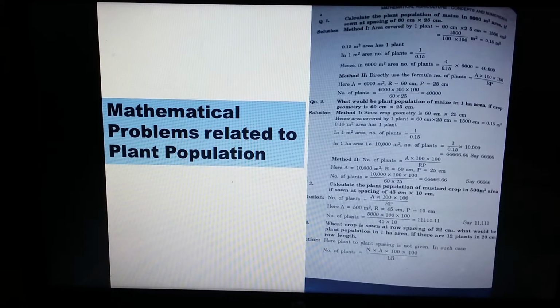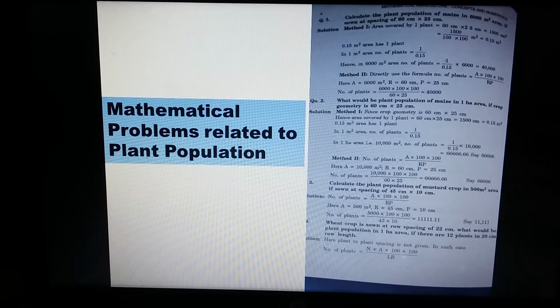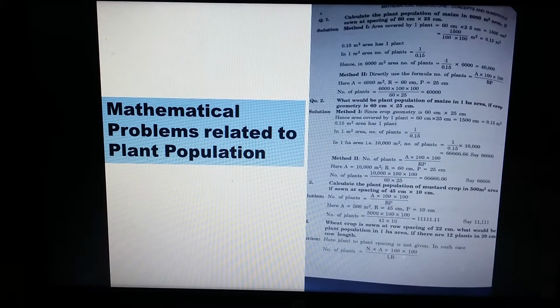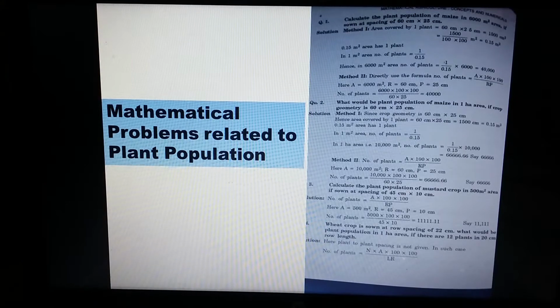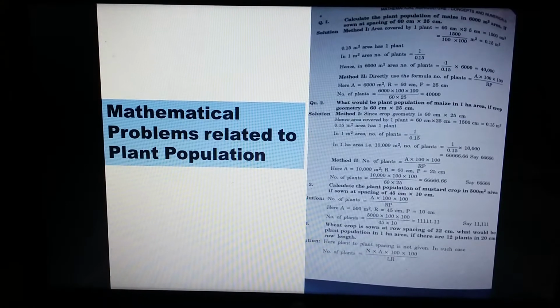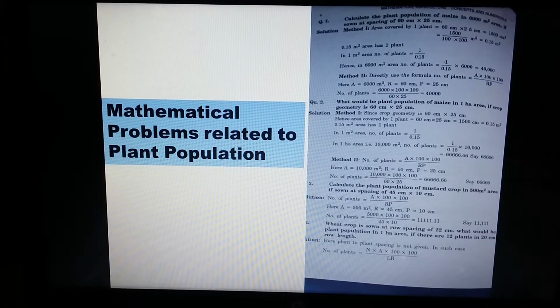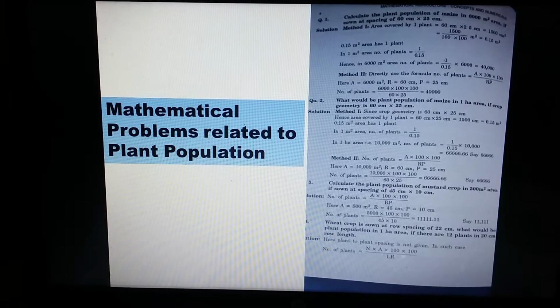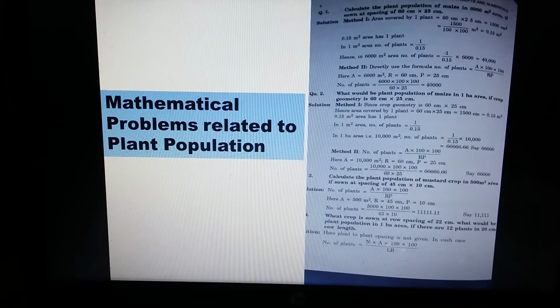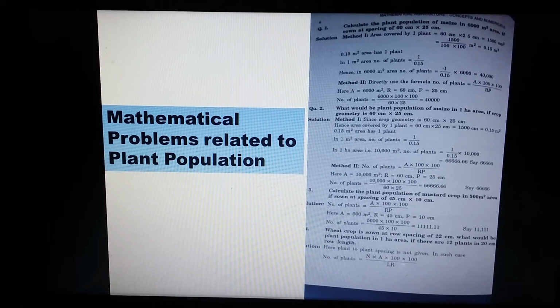Okay. So coming to the next problem. Our next problem is what would be the plant population of maize in 1 hectare area if the crop geometry is 60 centimeter by 25 centimeter. Crop geometry means it is a spacing scenario. So 60 centimeter is row to row spacing and 25 centimeter is plant to plant spacing.